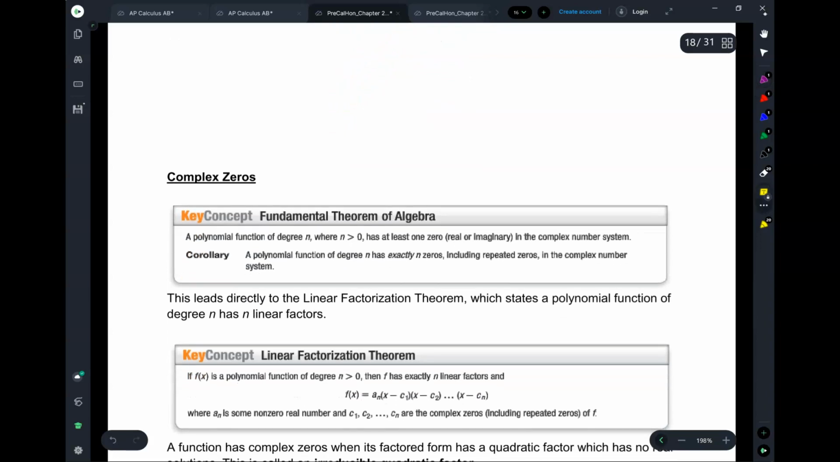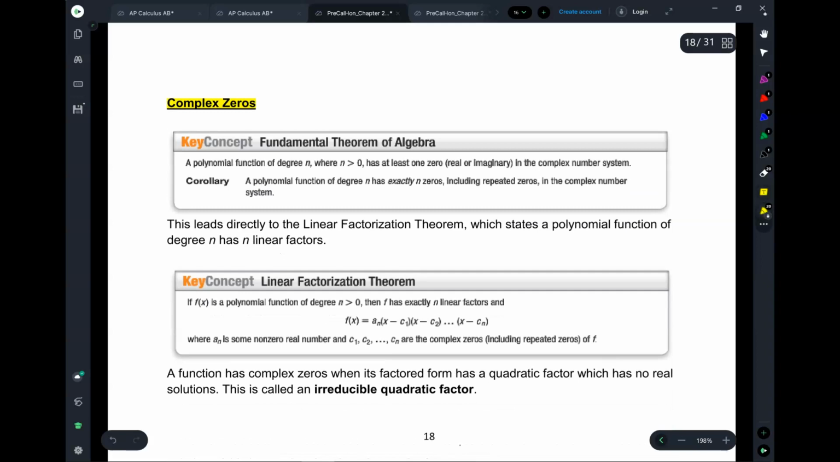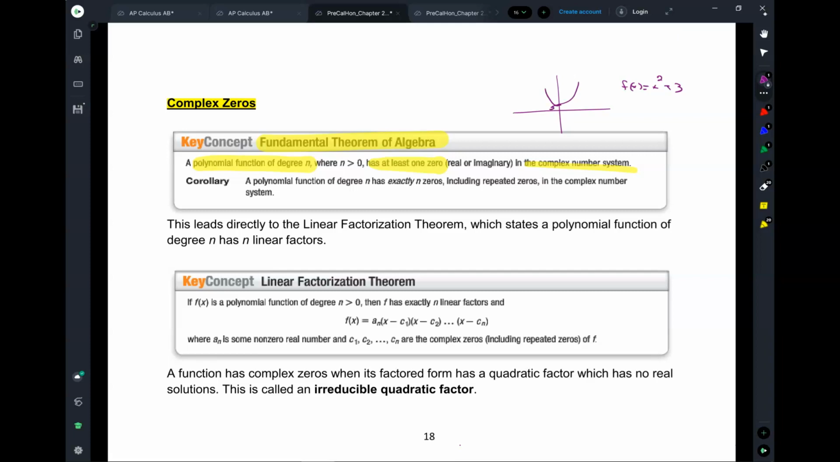Okay, let's talk about complex zeros, okay? The fundamental theorem of algebra says that if a polynomial has a degree of n, that polynomial has to have at least 1 zero in the complex number system. So for example, if you have a function like this, f of x is equal to x squared plus 3, that looks like this, right? It crosses the y-axis at 3. Now that never intercepts the x-axis. So one might say, okay, this has no x-intercepts.